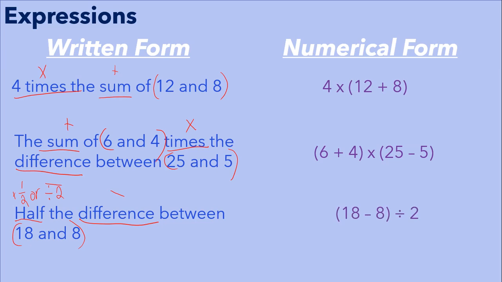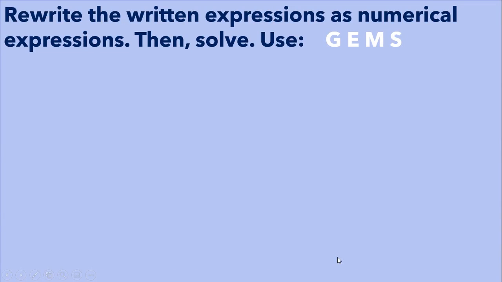So here we have 18 minus 8 first in parentheses, and then we'll divide by 2. Or we can do 18 minus 8 first in parentheses and multiply that answer by 1/2. Either way, we'll get the same answer. All right, now we're going to be rewriting the written expressions as numerical expressions. Then we'll solve. Let's remember to use GEMS.